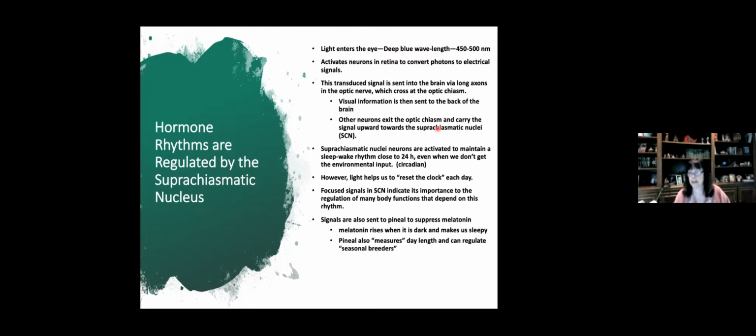Okay, so you know where that is now. You already know that nucleus of neurons is above the optic chiasm. So this visual information is carried back to the optic chiasm, and then it goes up into the suprachiasmatic nucleus. Then the suprachiasmatic nuclei neurons are activated, and they are already maintaining a rhythm close to 24 hours. However, they use the light to reset the clock each day. So this signal goes in, and then all of the diurnal rhythms are activated.